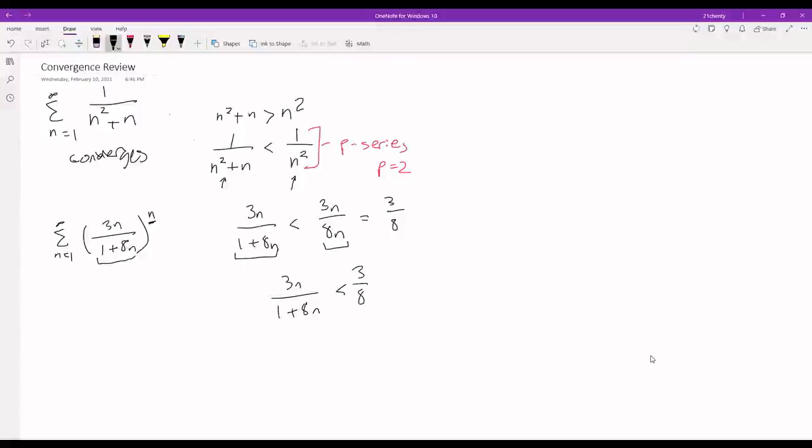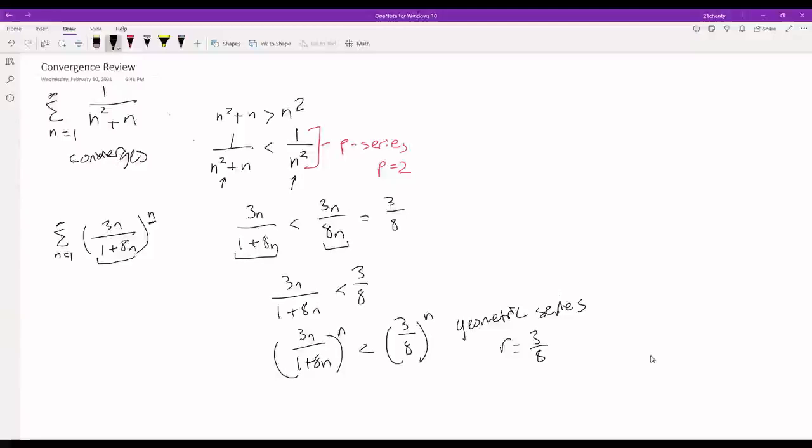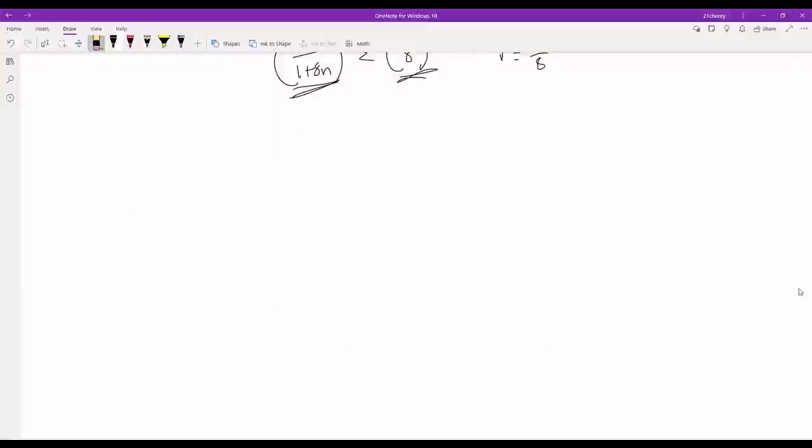which means that this is always less than this, which is a geometric series where r equals 3/8. And since 3/8 is less than 1, we know that this converges, so therefore, because this is less, this also converges. So this converges. Like so.